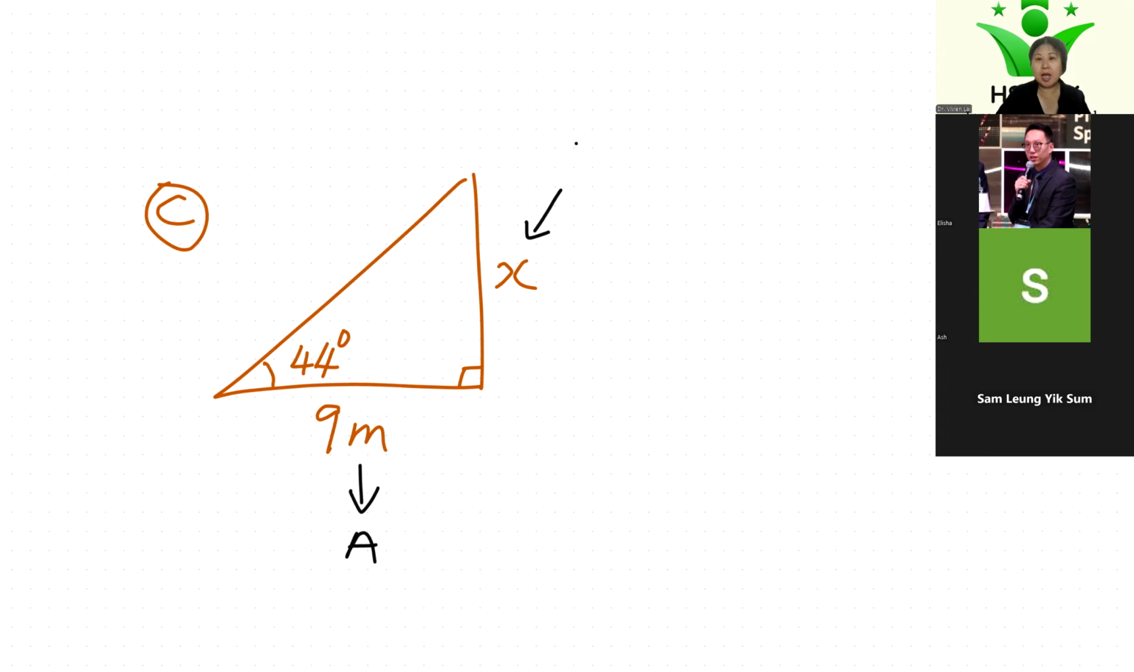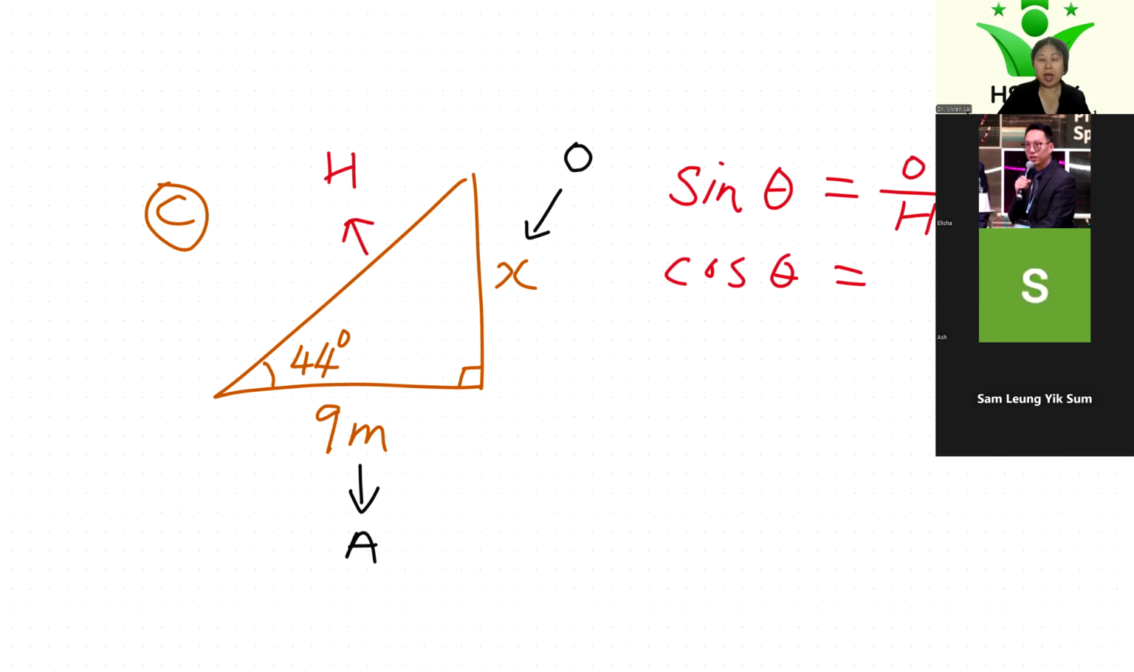We have sine theta, which is equal to O over H. Right here is H. We have cosine theta, which is A over H. We have tangent theta, which is O over A.